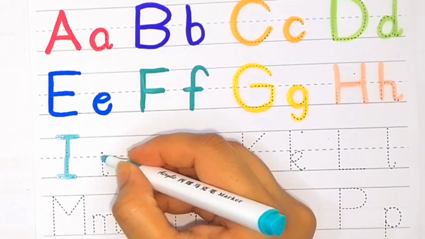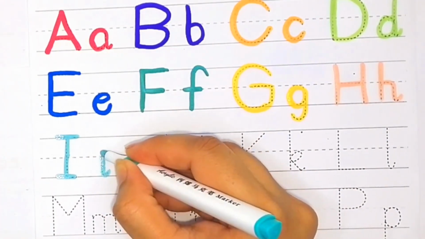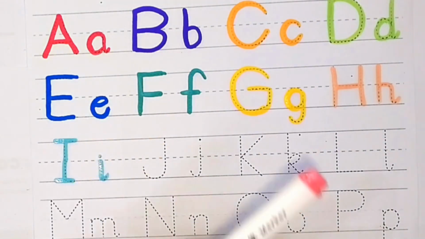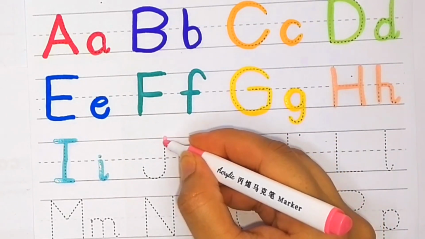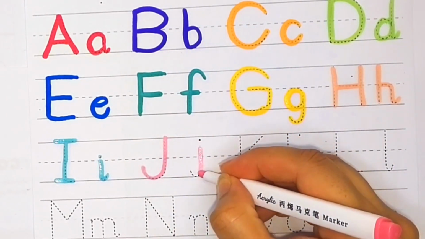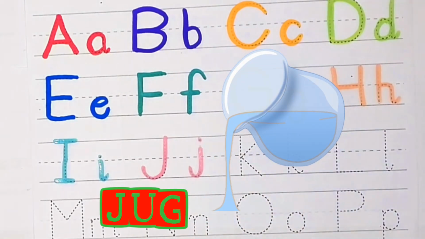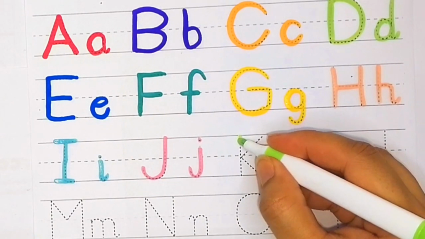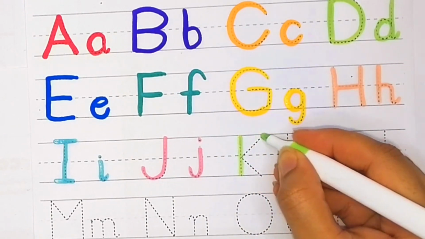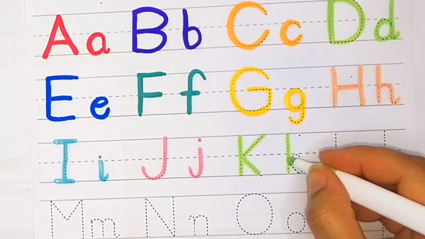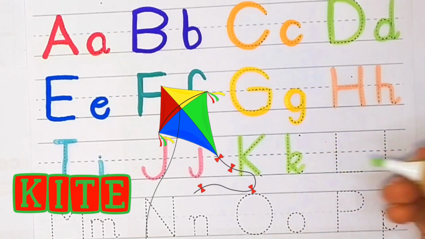Light blue color. I. I for ice cream. Pink color. J. J for jug. Light green color. K. K for kite.